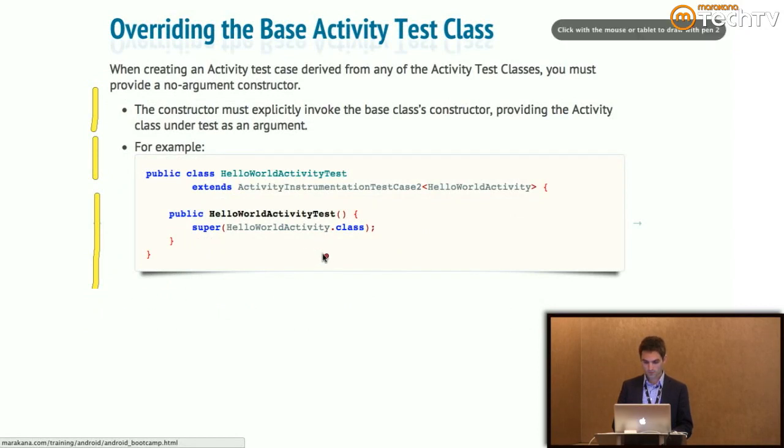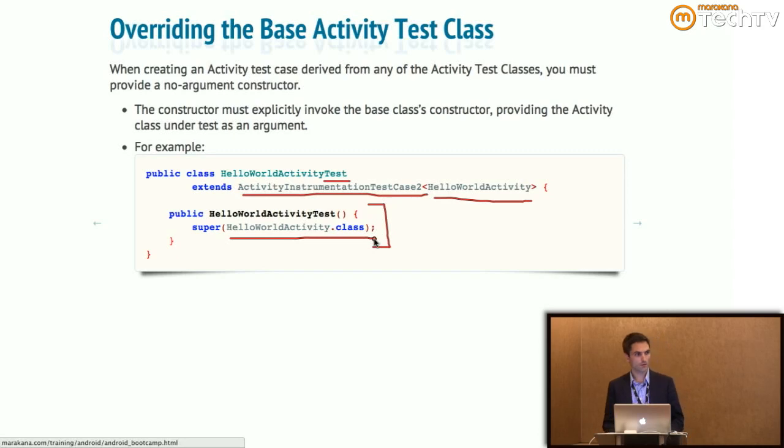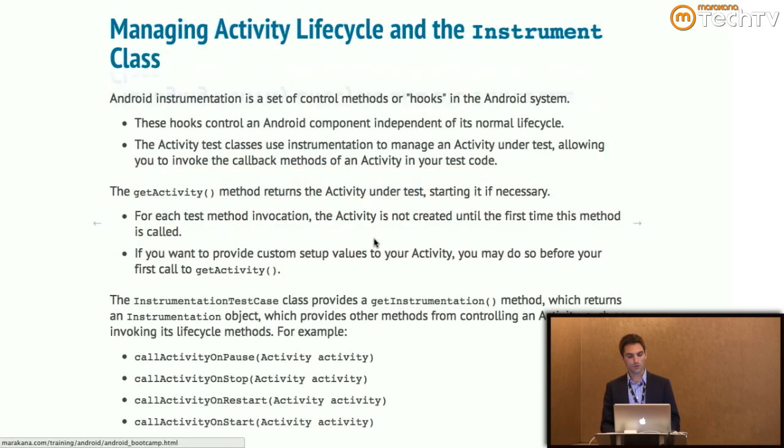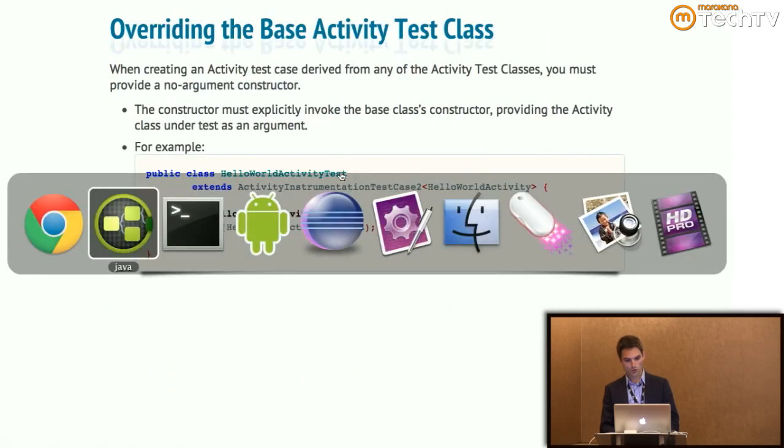So your test case may look like this. So this is an activity test, right? So we're extending TestCase2 around our activity that we're testing, right? And then in the constructor, we're initializing it with the code that we're going to test. Okay. Now, all this may sound a little bit esoteric at this level. Let me switch to the code.